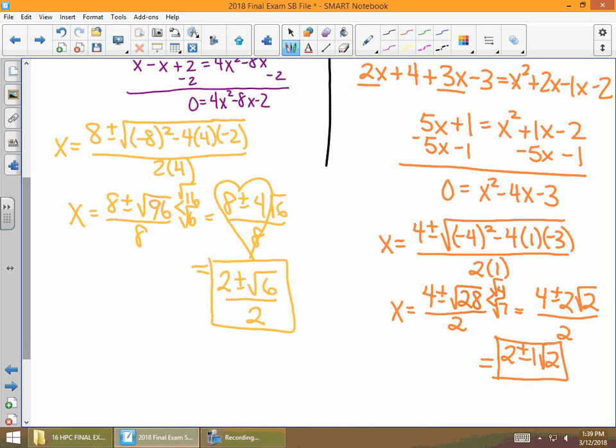Oh, sorry, that shouldn't be a 2. That should be a 7. Let's fix that. Square root of 4 is 2. And then make sure you copy your other number right, unlike I did. All right, 2 plus and minus 1, square root of 7.